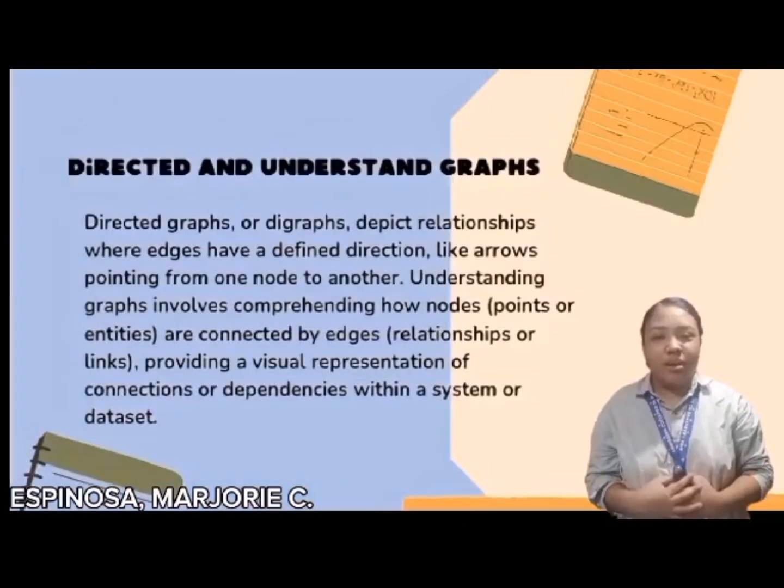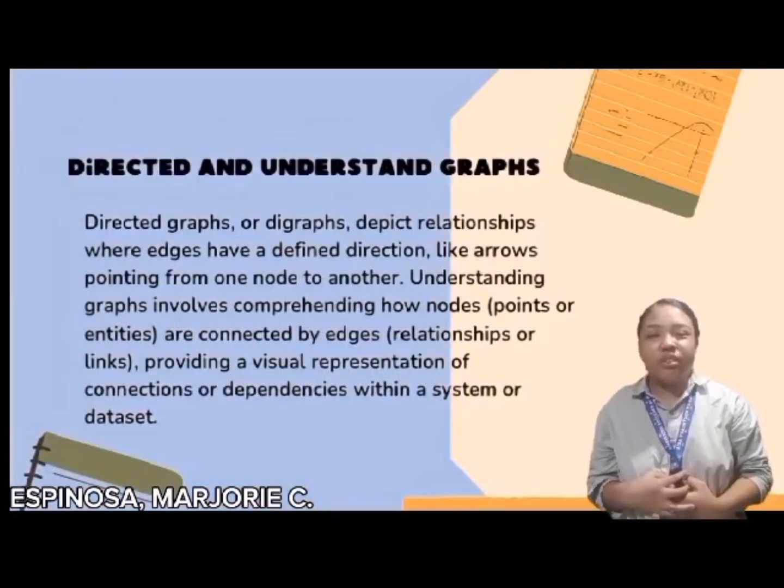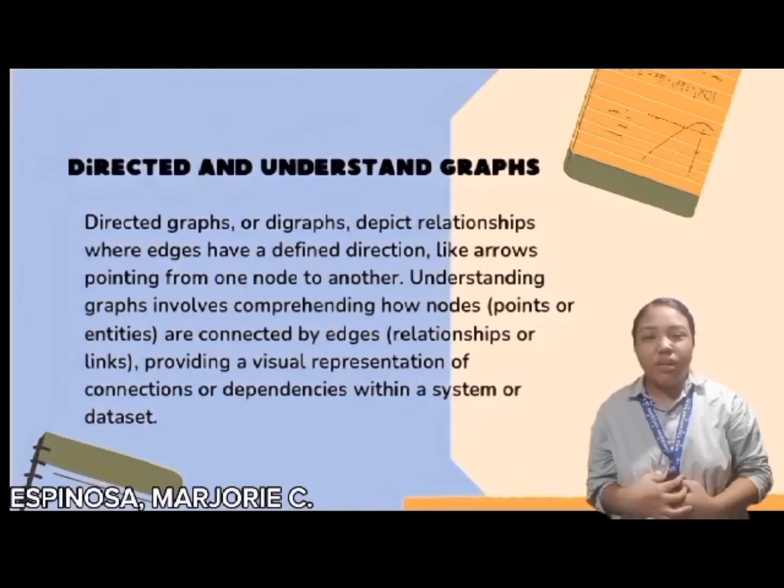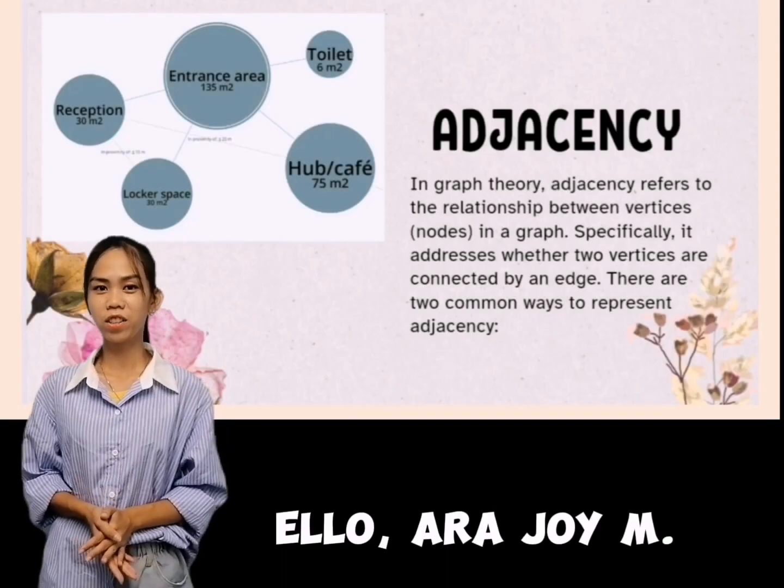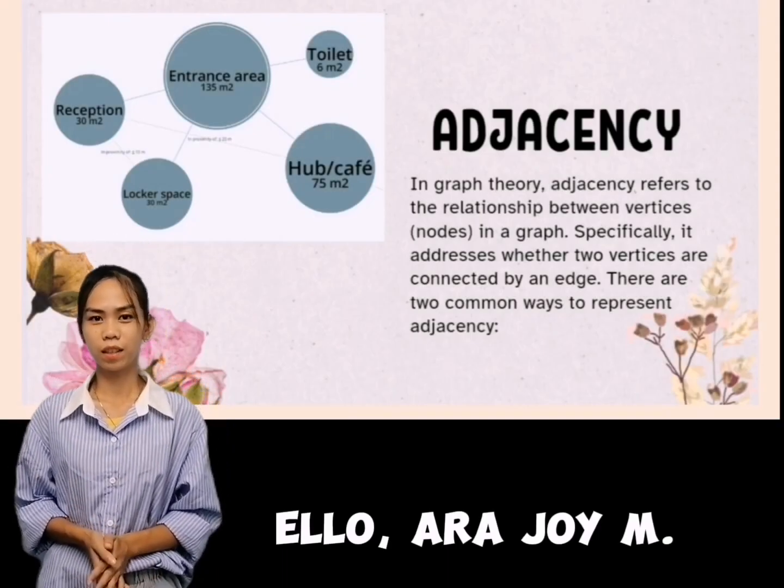Directed and undirected graphs. Directed graphs, or digraphs, depict relationships where edges have a defined direction, like arrows pointing from one node to another. Understanding graphs involves comprehending how nodes are connected by edges, providing a visual representation of connections or dependencies within a system or dataset.